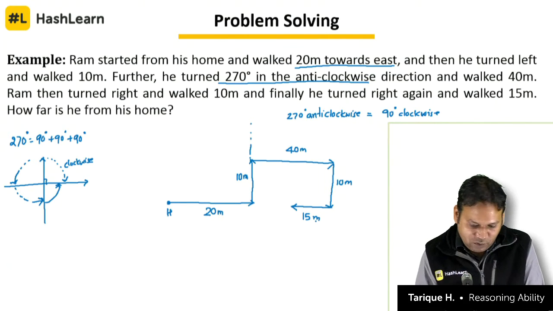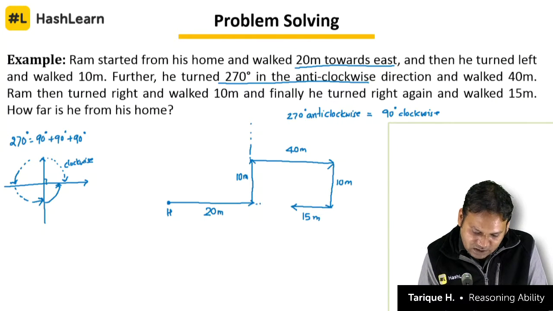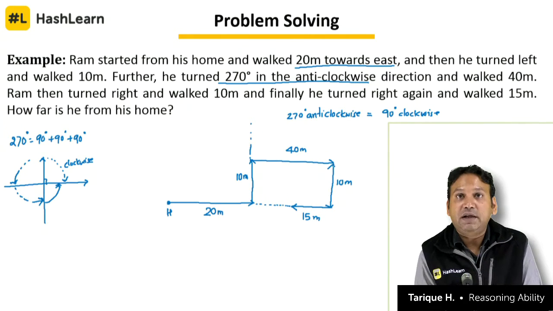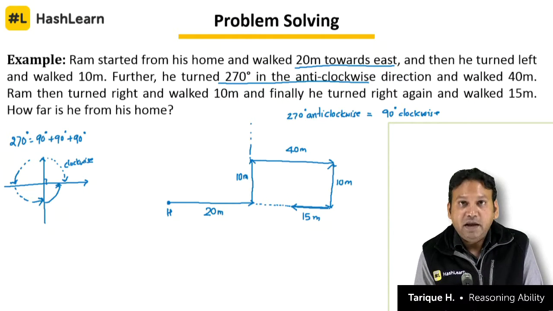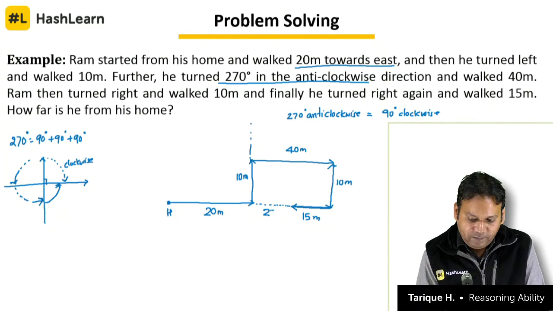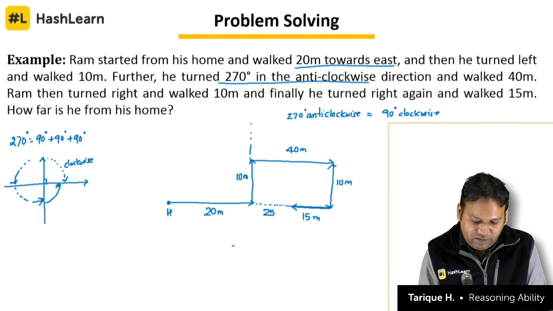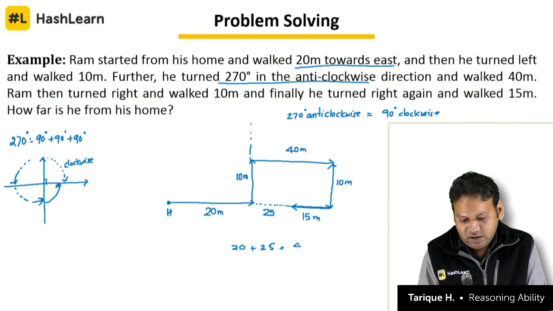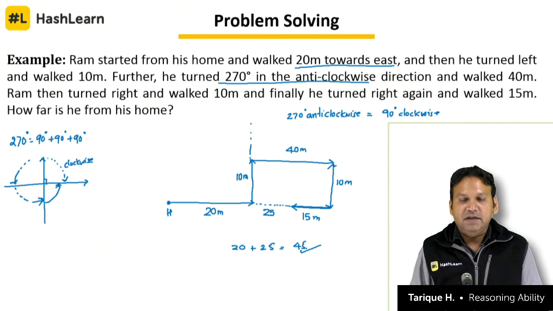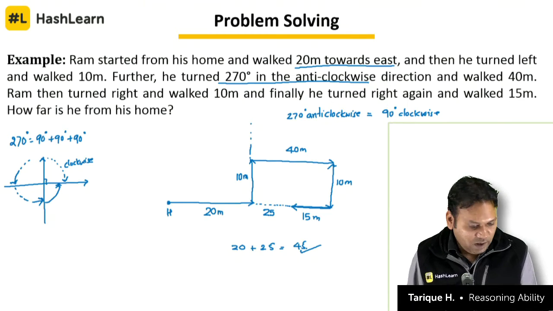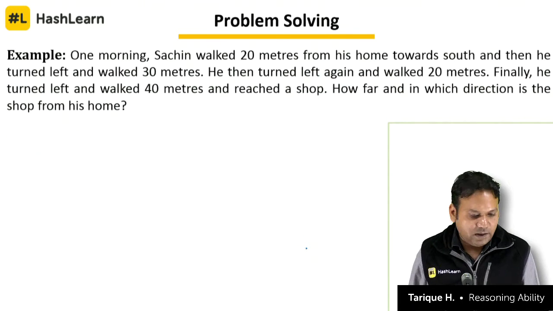How far is he from his home? So first of all, let's see how much is this distance. Total is 40. This is 15. So the remaining will be 25. 20 plus 25, that is equal to 45. So what is the distance from his home? He is 45 meters away from his home. That is how you solve this question.